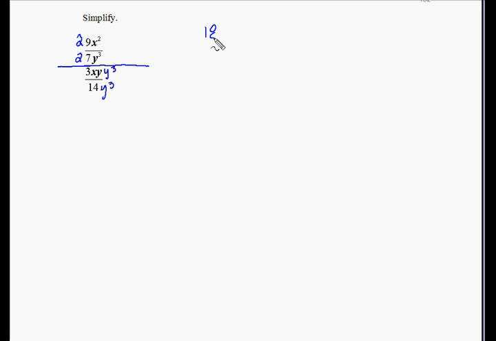That's 18x squared over 14y cubed, which is being divided by 3xy to the fourth divided by 14y cubed. Now I keep saying divided by because a fraction bar is nothing more than a division symbol.